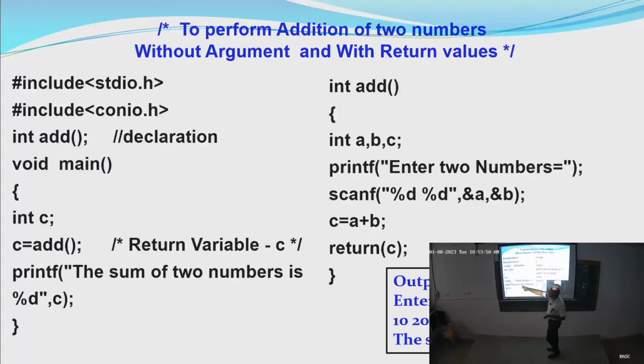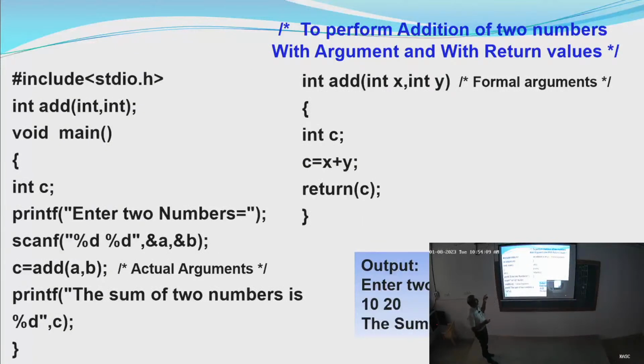Where is the calling function? This is the calling function. So the C value goes there. In this part, the C value will be assigned here, using the assignment statement. So C is assigned, and we will print the sum of the two numbers in C.